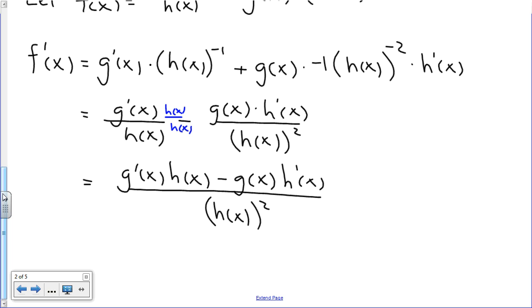And look at there. There is our quotient rule. Derivative of the top function, g prime, times the bottom function, h of x, minus the top function, g of x, times the derivative of the bottom function, h prime of x, all over the bottom function, h of x squared. So there's our proof of quotient rule.